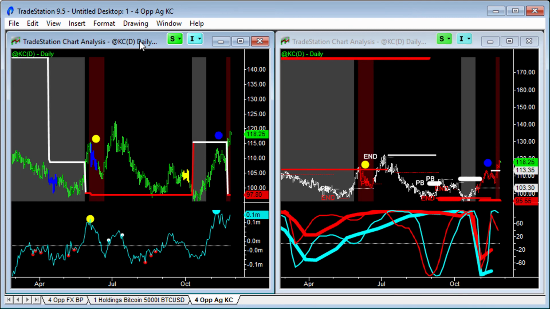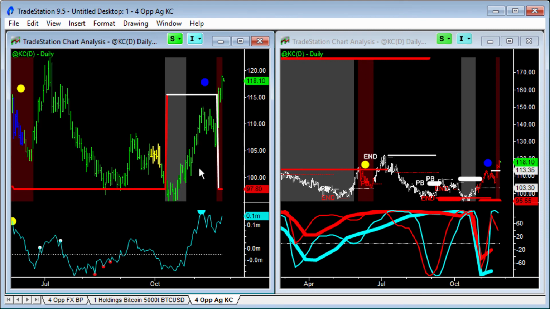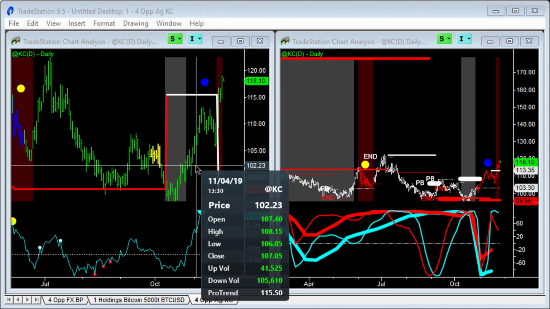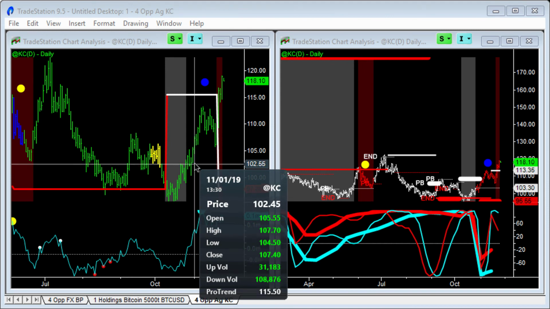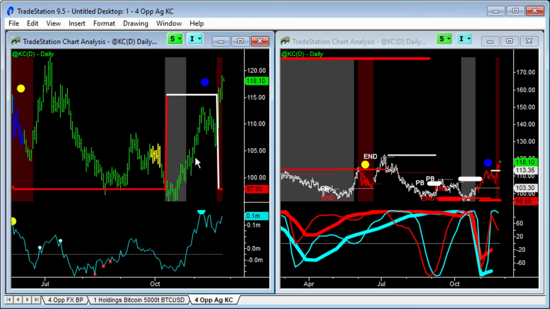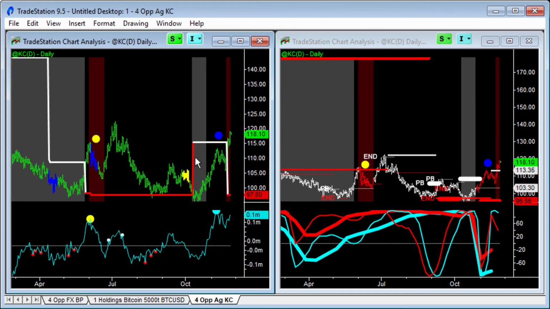And then lastly, just say coffee. The coffee trade's going quite nicely. We talked about this, I think it was the 1st of November, when coffee was sitting at about 102. Here we talked about that setup, back here, and it's taken off nicely from there. We're up at 18, 19 on the coffee trade.